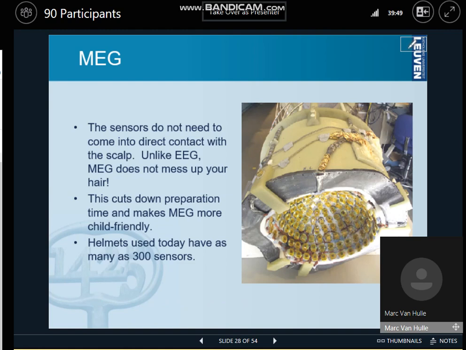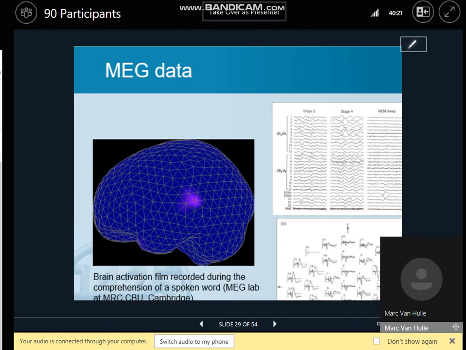On slide 28, you see a bottom view of all these sensors. There is a pre-mounted cap, if you like. You don't need to mount anything. You can immediately start recording. Your head is placed in that cavity, and then you start recording. So no messing up of your hair, if you like. It's also child-friendly because, as I said, you can immediately start recording. And you can have a lot of sensors, like 300 here, so you can have a decent coverage of the scalp with that.